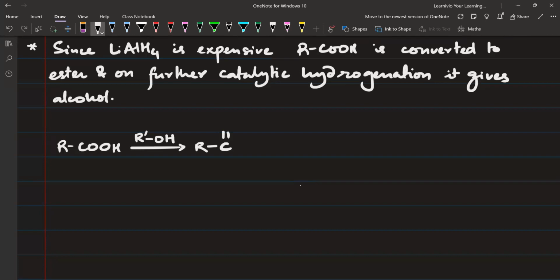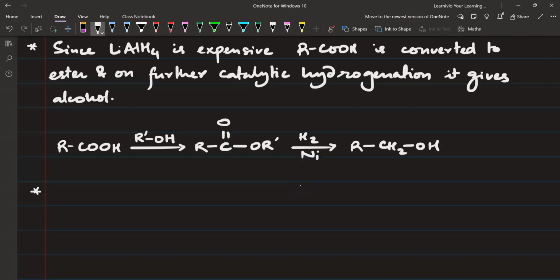R, the C double bond O will be from the carboxylic acid and you'll have OR dash, this will be from the alcohol. Right, and once you have this ester, once you react this with H2 in the presence of nickel, then you will get RCH2OH. Fine. Now, this is what we can do. We can convert a carboxylic acid cheaply to alcohol without using lithium aluminium hydride, since lithium aluminium hydride is very difficult to buy.